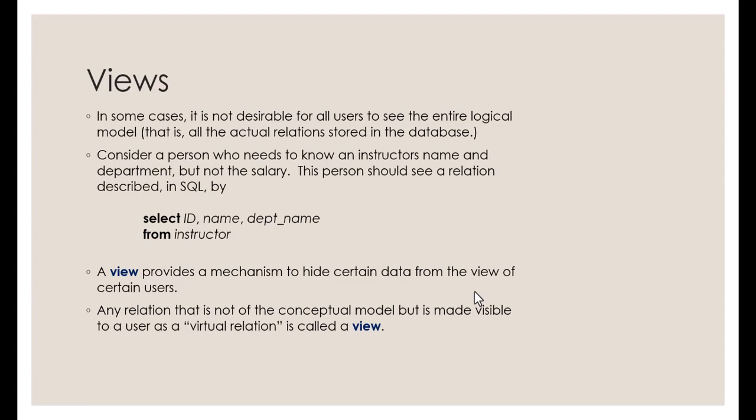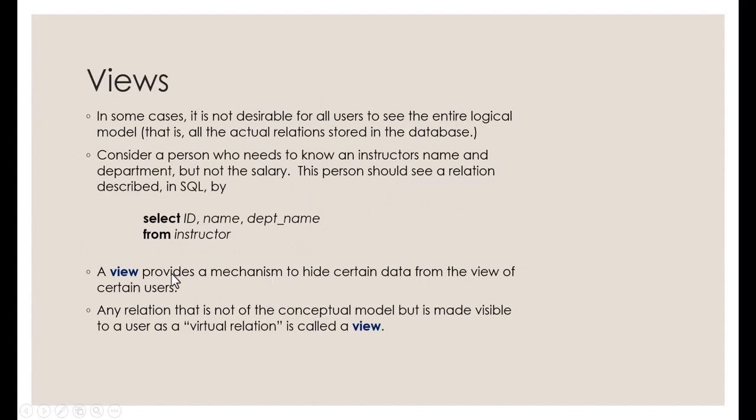So in some cases, it's not desirable for all the users to see the entire logic. There could be some information that you don't want everyone knowing, such as your salary, right? So in SQL, you can limit what people can see by not putting that attribute in the select statement. So we have select ID, name, department, which are not necessarily sensitive, right? And then you don't see the salary here from instructor. So by doing this, you're able to hide the salary information.